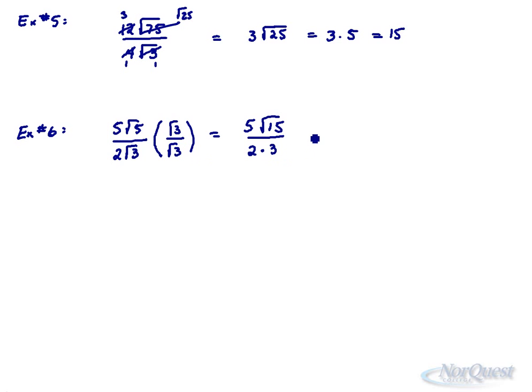So this gives you 5 root 15 over 6. And you can't divide out a number from the 15 and 6. Some of you might be thinking reduce the top and bottom by 3. Coefficients go to coefficients. Radicals go to radicals. You are not allowed to divide a number out of a radical and the same number out of a coefficient. They're like x's and y's. They're not like terms.